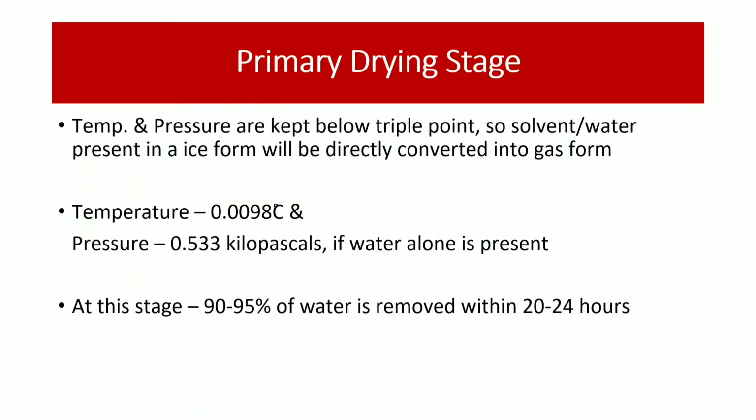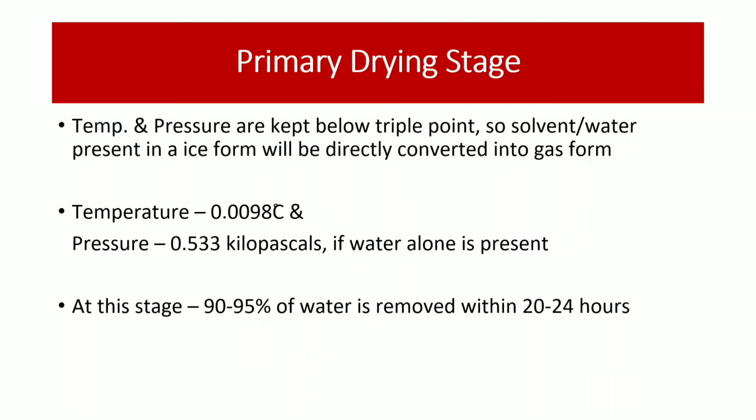The next stage is the primary drying stage. In this primary drying stage, the temperature and pressure are kept below the triple point. So if we want to dry our product directly from ice to gas, we need to keep the temperature and pressure below the triple point. So the solvent or water present in the ice form will directly convert into the gas form.